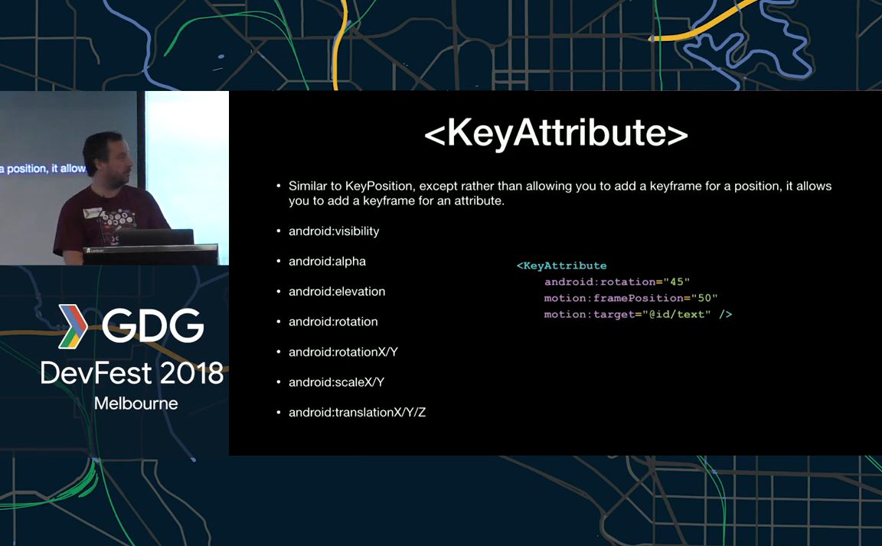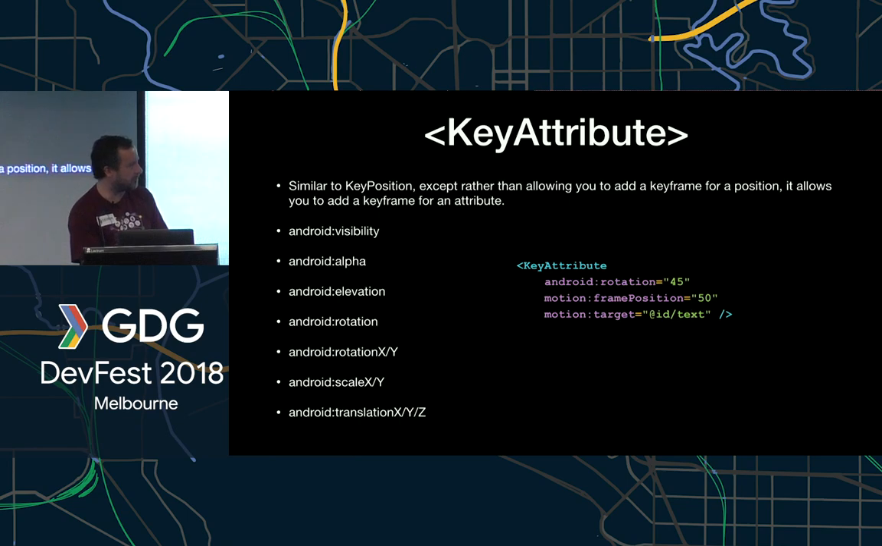One of the other cool things we can animate is not just the position, the path that a widget takes between the start state and the end state. We can change attributes about the widget as well. So we can do things like change the visibility, the alpha, elevation, rotation, scaling, all this kind of stuff. So we can come up with some really funky bits and pieces.